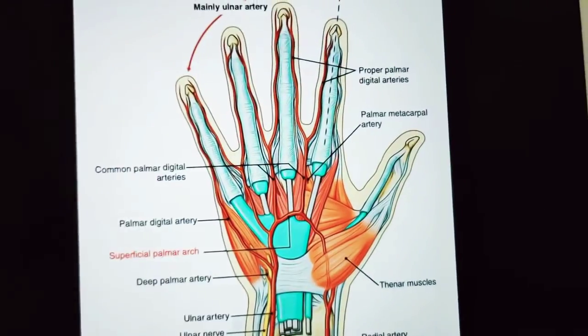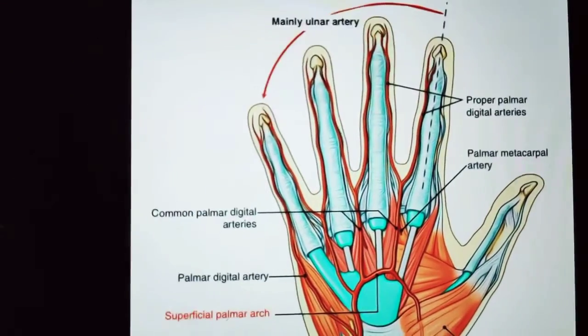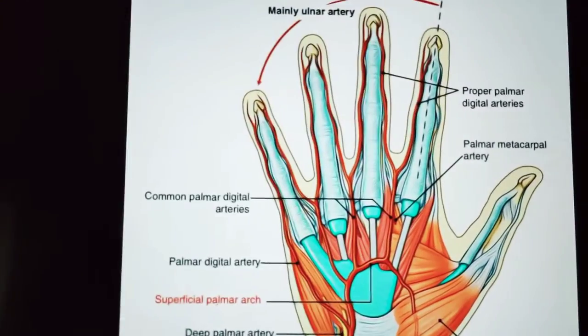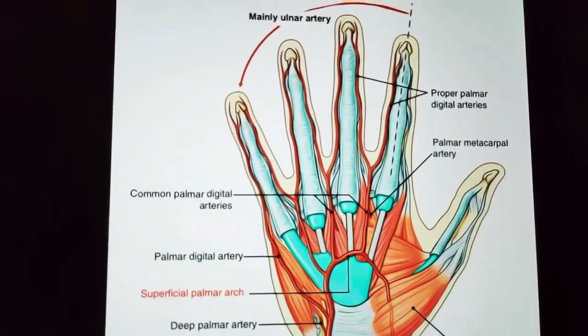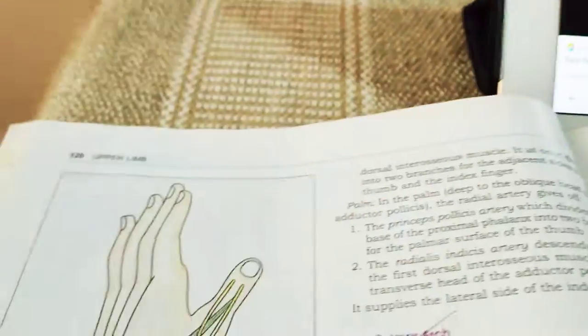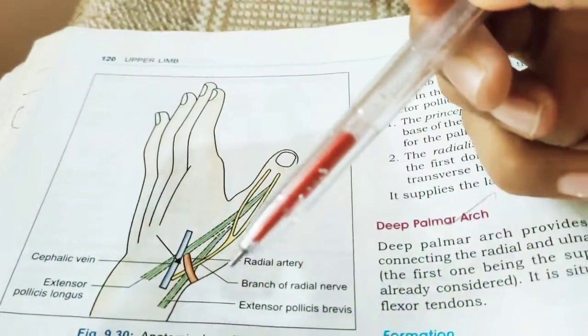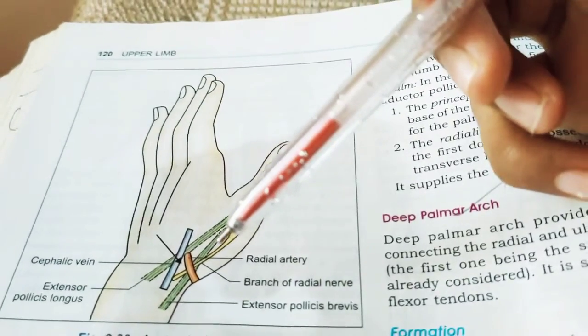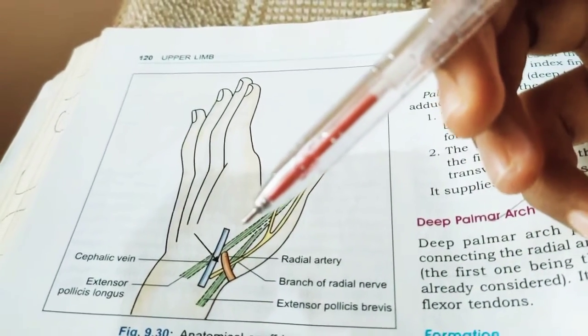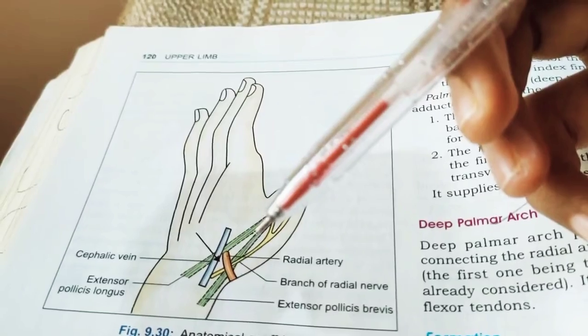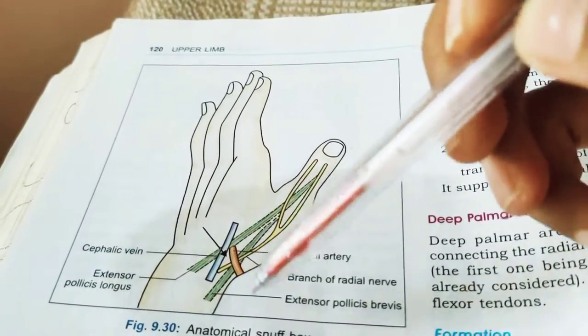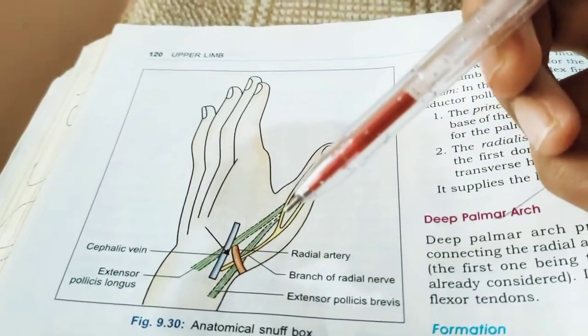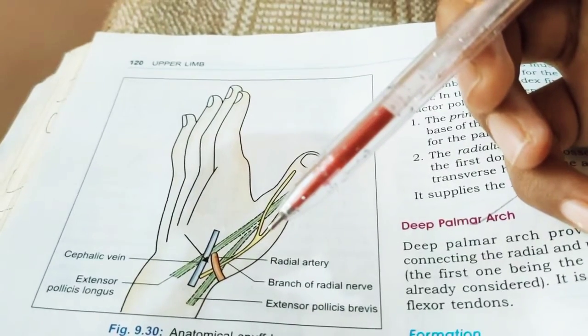So next, in this diagram only, we will see the relations of the radial artery. The radial artery leaves the forearm by winding backwards around the wrist. If you see in this diagram, you can understand it is coming into the anatomical snuff box. But you may ask how it is participating in the deep palmar arch. It participates only by means of its branch, but the main radial artery comes into the anatomical snuff box. So it passes through the anatomical snuff box.